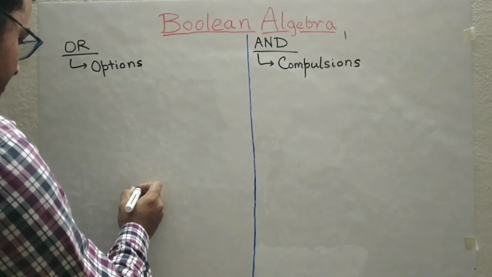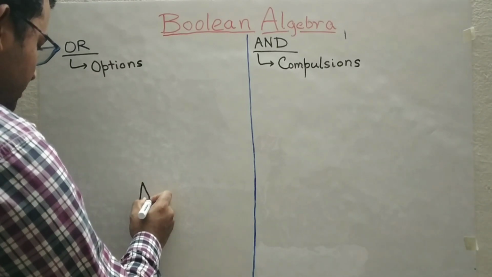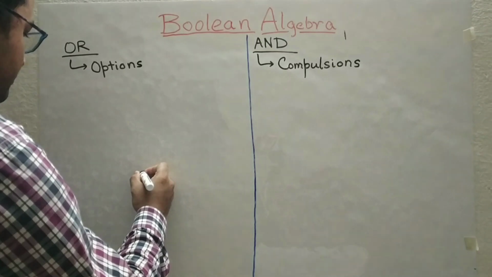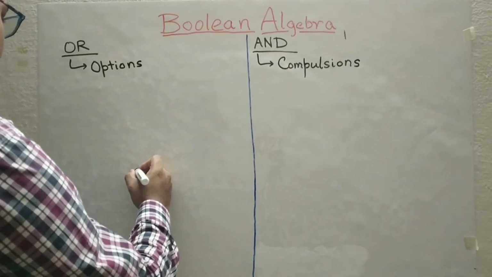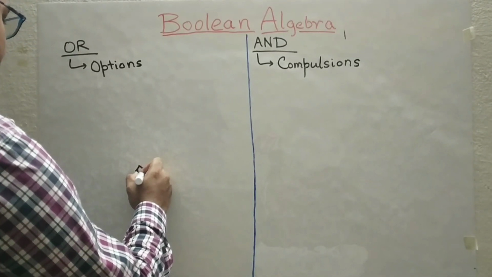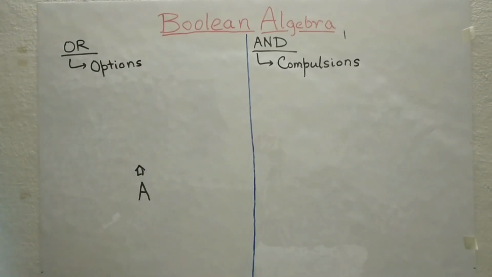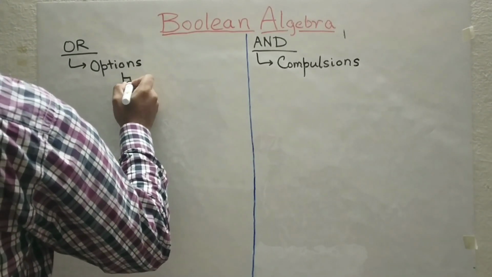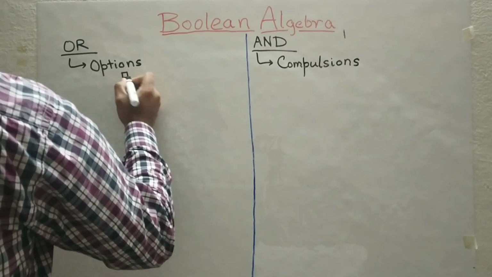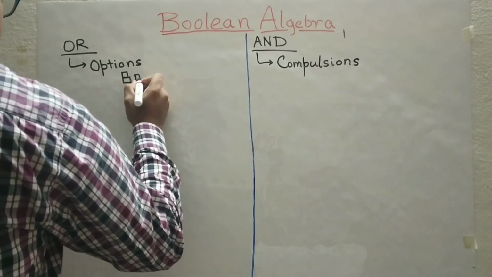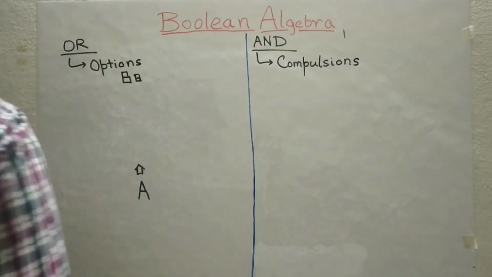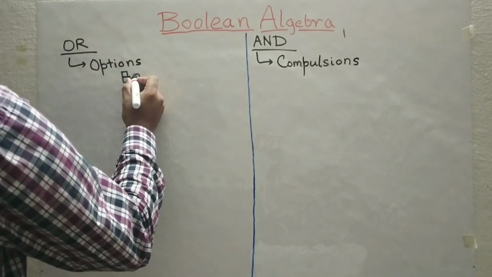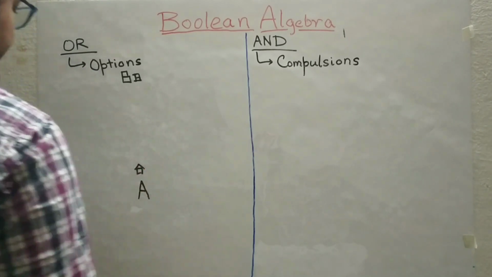For example, there is a point A. This is the starting point. This is your house. Okay. The end point is your office, that is point B. Okay. So, you are going from A to B.